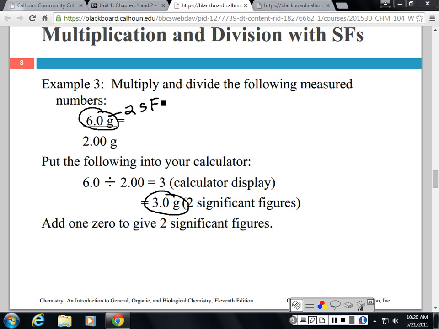All right, I'm going to continue in a separate video, and we're going to talk about adding and subtracting because we have different rules for those.